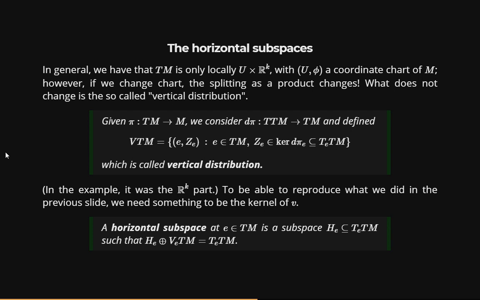The vertical distribution is the distribution of the kernels of the projection map. So at every point, you have a projection map, you have the differential of the projection map, you have its kernel. The horizontal distribution is a choice of a complement in each tangent space. So if you have a vector space and a subspace, you can choose the complement in many ways, no? There is not a canonical way. Any of these choices is called horizontal distribution. So it's a direct sum, so it means that it intersects the vertical one only in the origin, and the sum is the whole tangent space at that point.